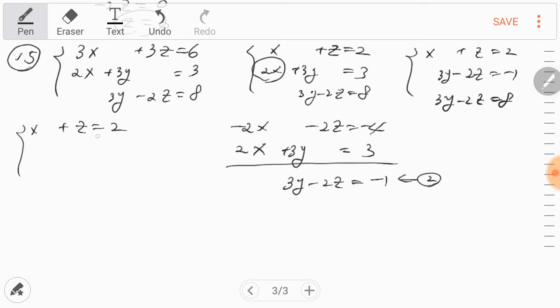The first equation is unchanged, the second equation is unchanged. Now I'm going to change this third equation. So the second equation is this. Then multiply the third equation by negative, and we get 2z is equal to negative 8.